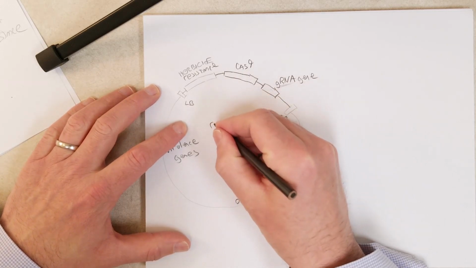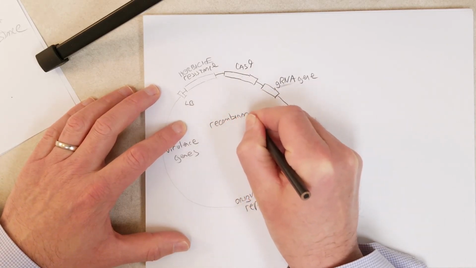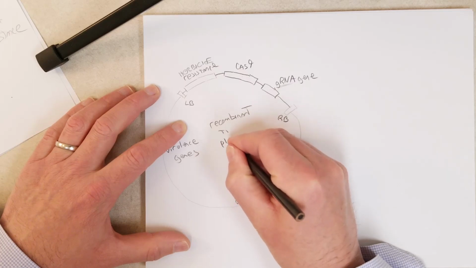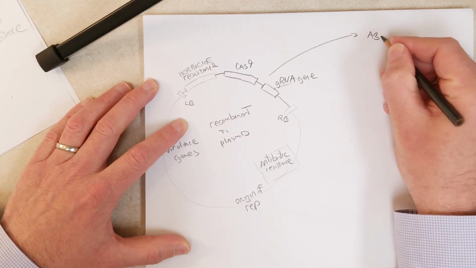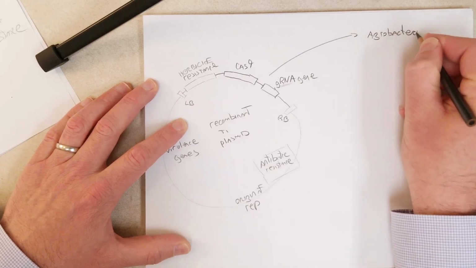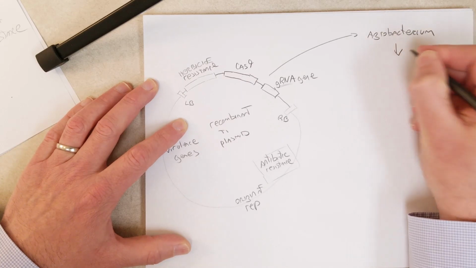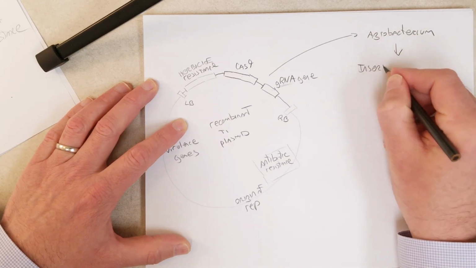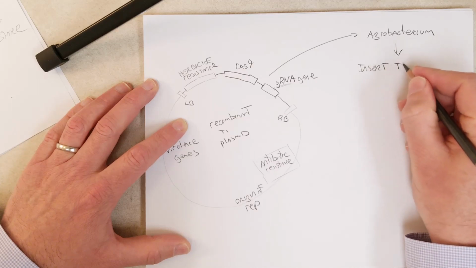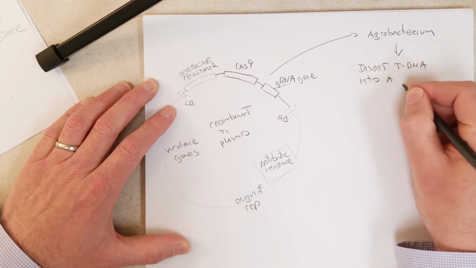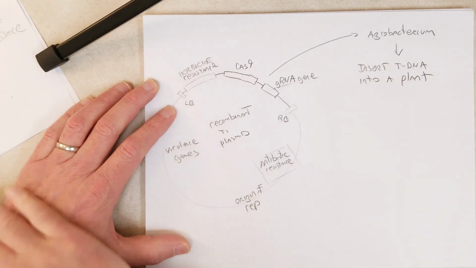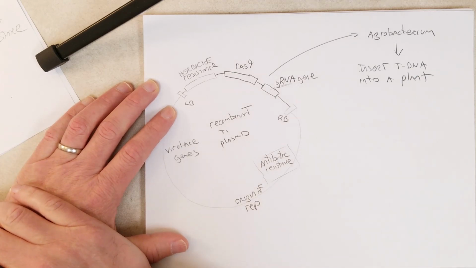Okay, so if this is our recombinant Ti plasmid, what we would do is put this into Agrobacterium, and then we need to use Agrobacterium to insert the tDNA into a plant. Maybe it'd be canola, or rather Brassica napus, or another plant that we're interested in using for oil production.